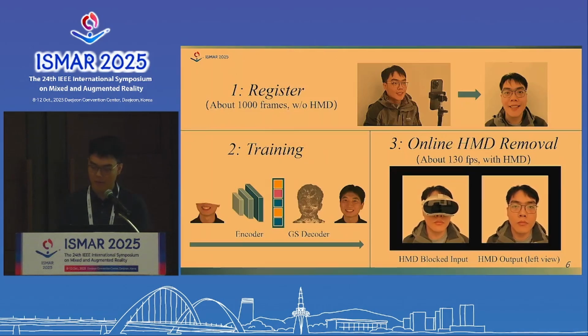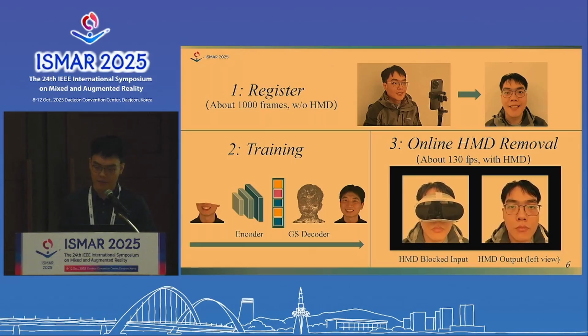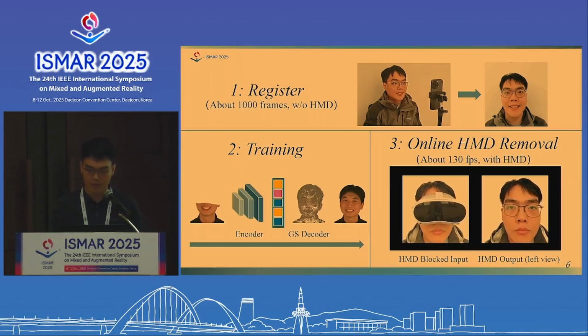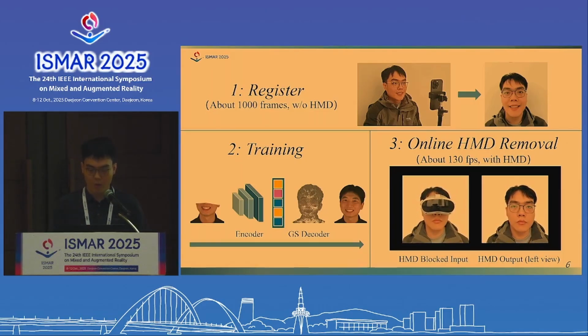We now outline the workflow of HFMGS, which consists of 3 key phases. The first is the registration phase, where the user without HMD records approximately 1,000 frames, capturing diverse facial expressions. The second is the training phase, where we optimize model parameters using the data. The third is the real-time HMD removal phase, which operates at approximately 130 FPS. Users input real-time occlusion with HMD, and we generate real-time HMD removal videos.